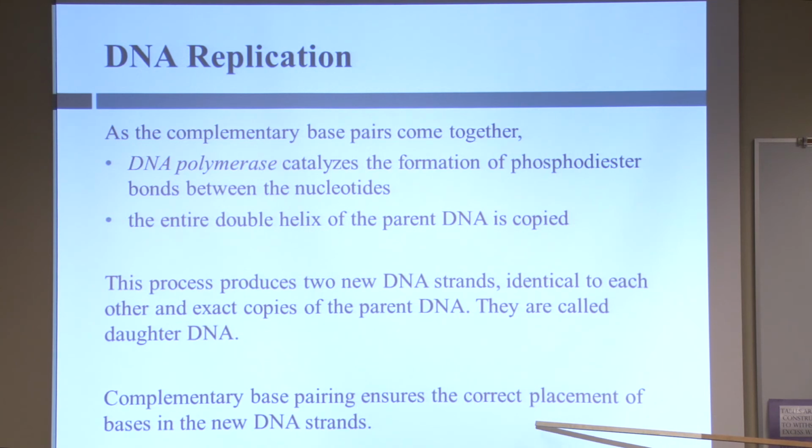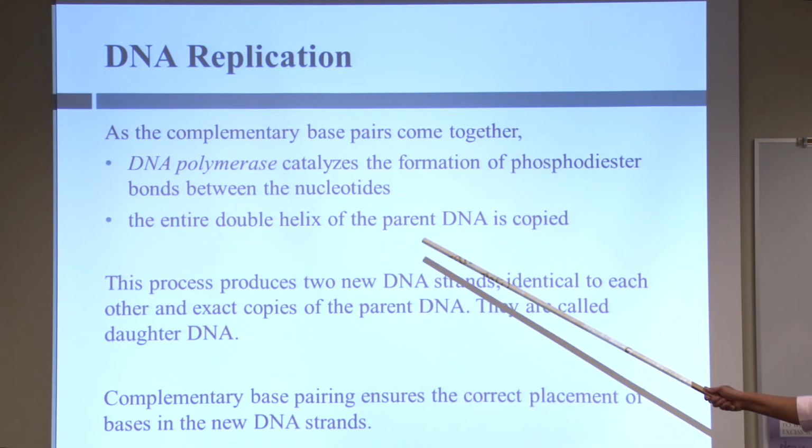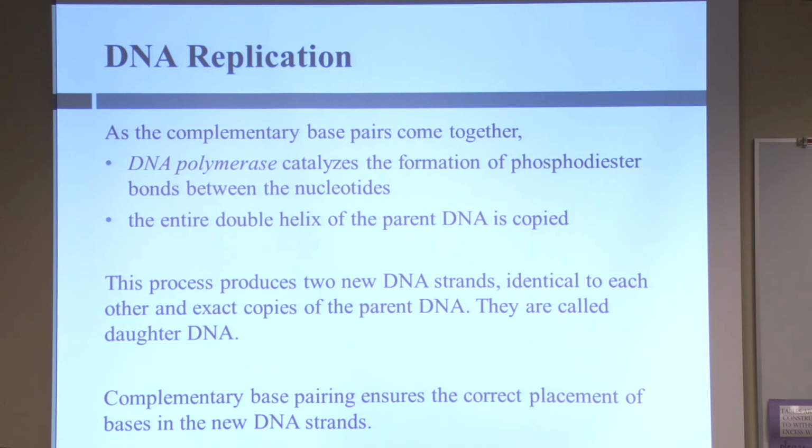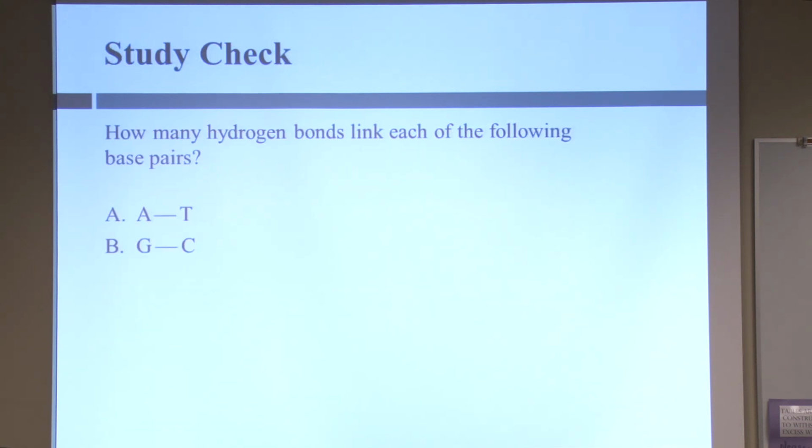So now complementary base pairing ensures the correct placement of bases in the new DNA strand. So there is an amazing process of unwinding, replicating, and then formation of phosphodiester bonds between the different nucleotides, because all the different nucleotides have to again connect back into a new strand. So the DNA polymerase catalyzes the formation of phosphodiester bonds between the new, replicated nucleotides, and then the entire double helix is copied, the sequence is copied, and now we have the exact replacement bases in the new DNA strands.